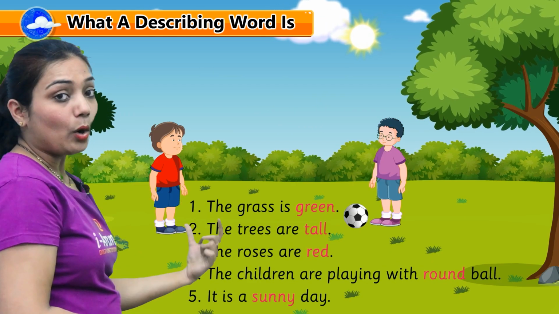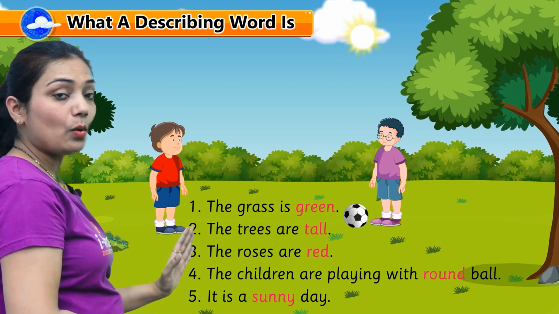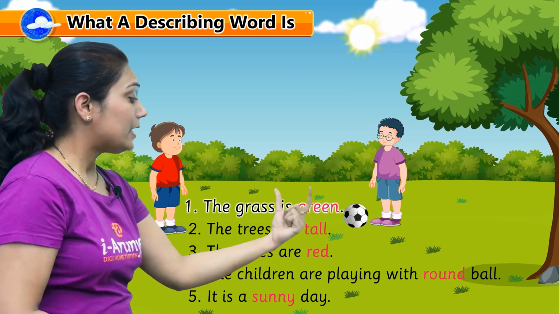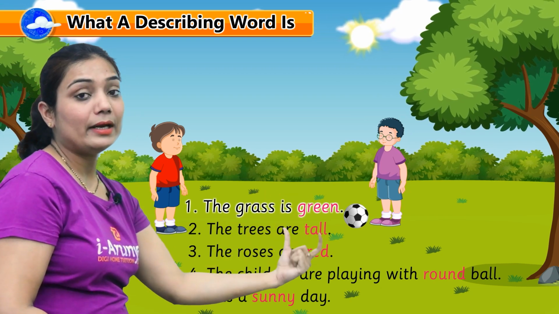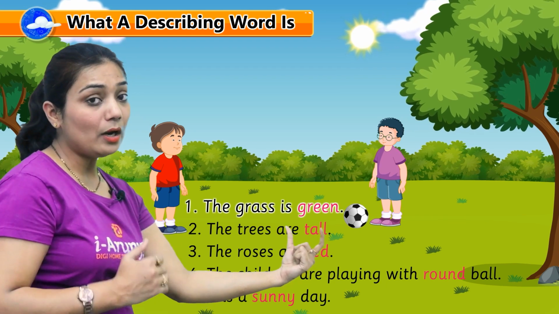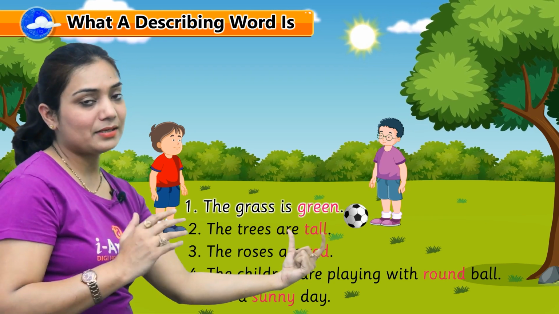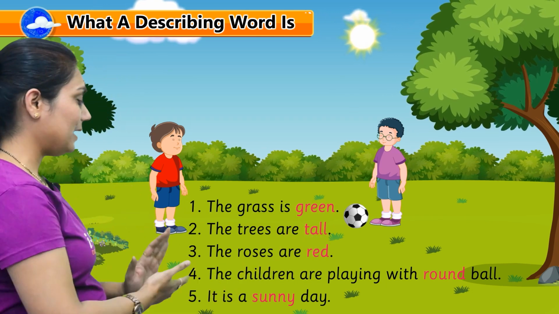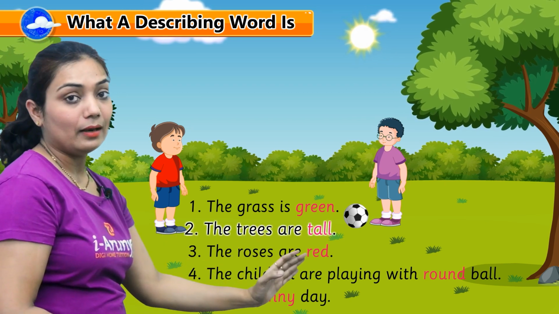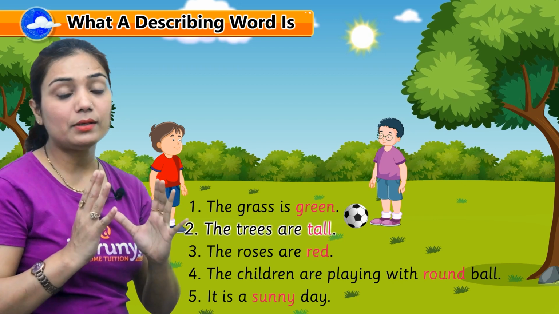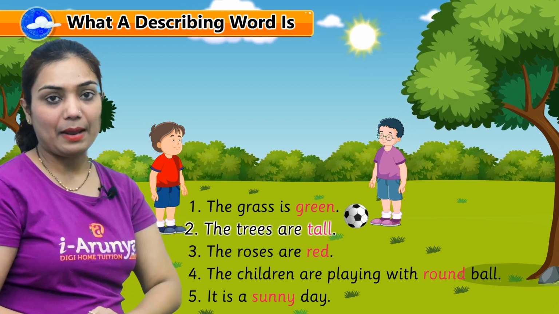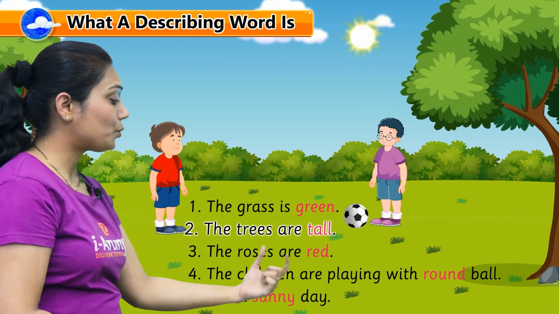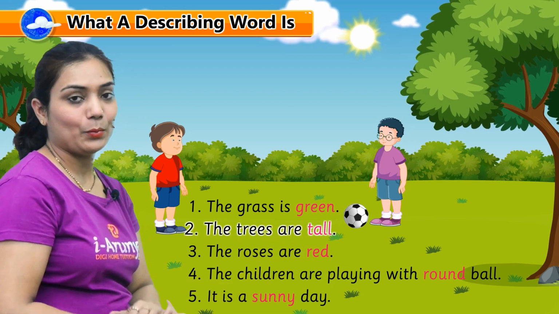Okay, let's see all the examples. Example number one, the grass is green. Jaisa ki maine aapko bataya last example mein, yahan pe green color grass ki quality ko describe karta hai. And as we all know, the color of anything is a describing word. So here green color is a describing word. Let's see example number two. The trees are tall. यहाँ पे ट्रीज के साइज को डिस्क्राइब किया गया है, उनकी क्वालिटी को डिस्क्राइब किया गया है कि हाउ इज इट, हाउ आर द ट्रीज, द ट्रीज आर टॉल. सो दैट इज व्हाई द टॉल वर्ड इज अ डिस्क्राइबिंग वर्ड.